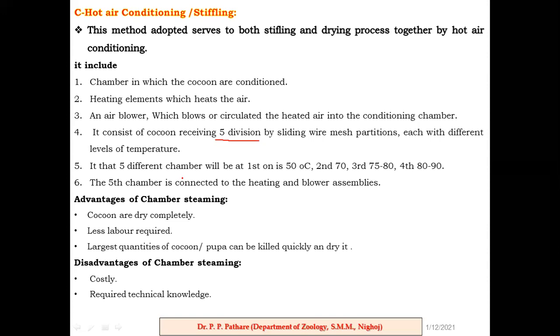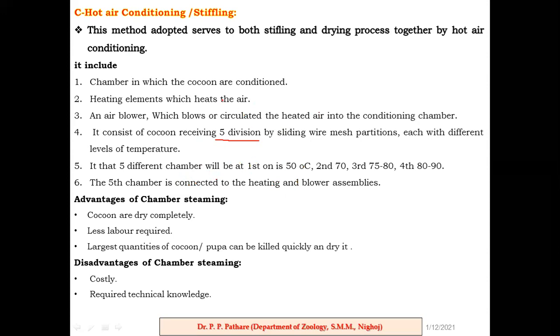By using all five chambers, you can easily dry the cocoon, and it is also very important for killing the pupa present inside your cocoon. This is a very good method compared with all the remaining methods of cocoon drying.